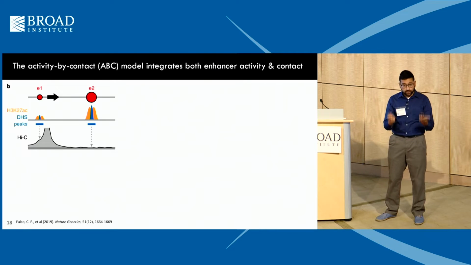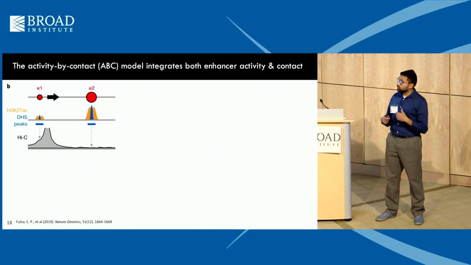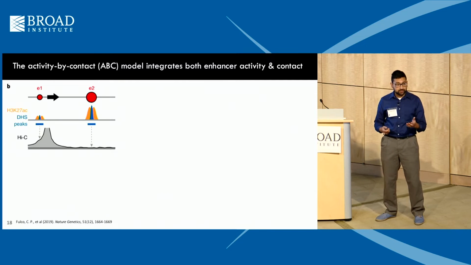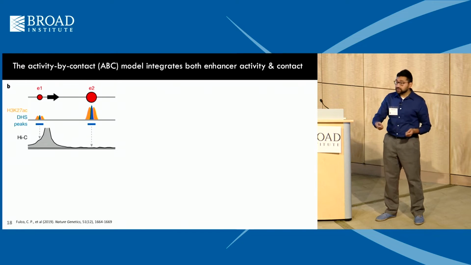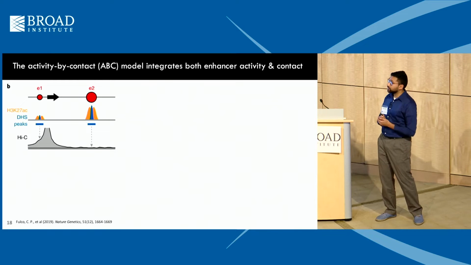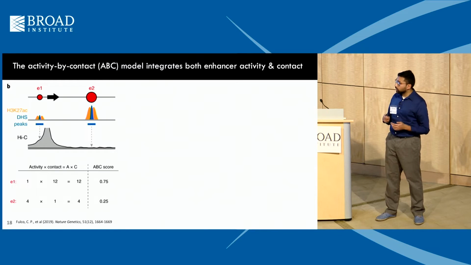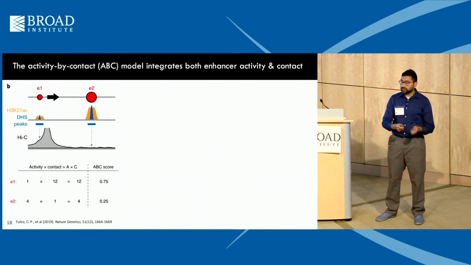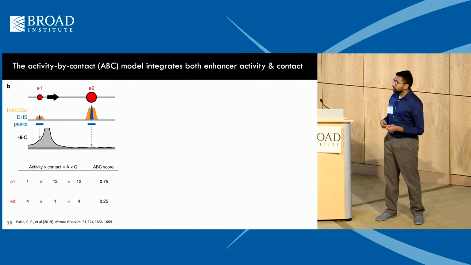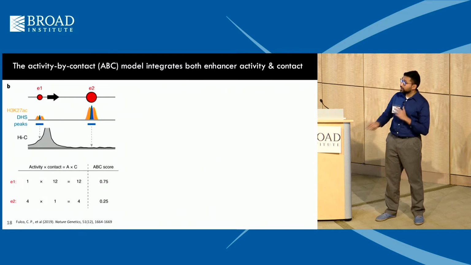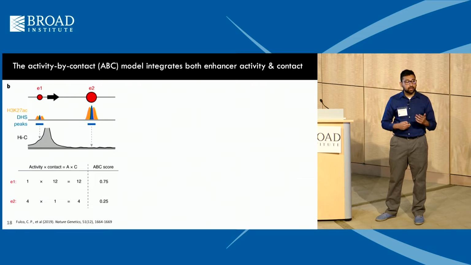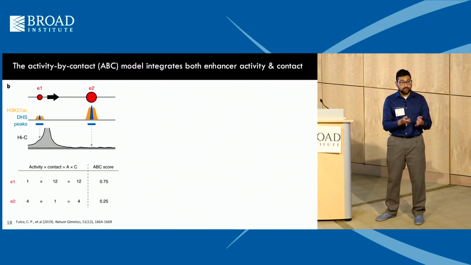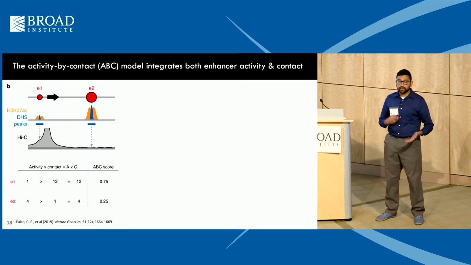And so briefly, if you're not familiar with this model, it posits that if you take the product of the activity of an enhancer, which we can measure through H3K27 acetylation signature, and the contact intensity using Hi-C or RCMC as I've been describing, then you're able to create a score which allows you to relate the impact of that enhancer's likely activity upon a cognate gene. And so in this case, you're seeing two different enhancers that vary differently in their activity and their contact levels.